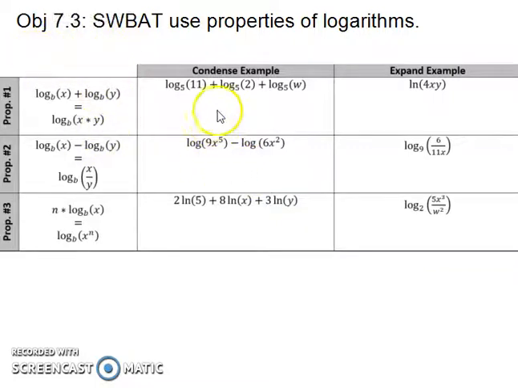So the first condensing example that we used for this first property says log base 5 of 11 plus log base 5 of 2 plus log base 5 of w. Since each of these logs have the same base and they're all being added, we can condense this to log base 5 of 22w. Now, I skipped a step here. I didn't write 11 times 2. I just simplified it to 22, but I'm assuming most of you are going to be okay with that.